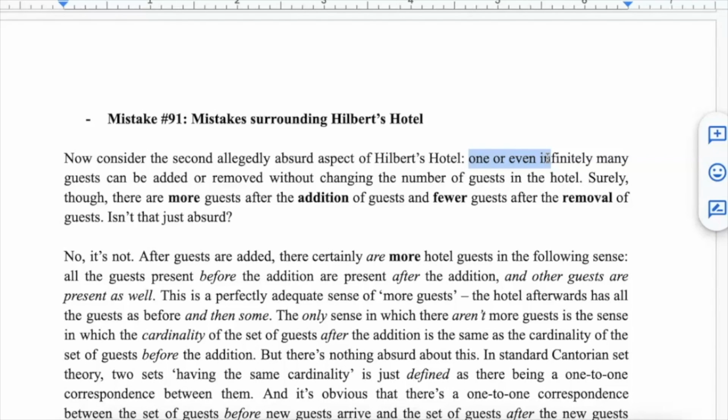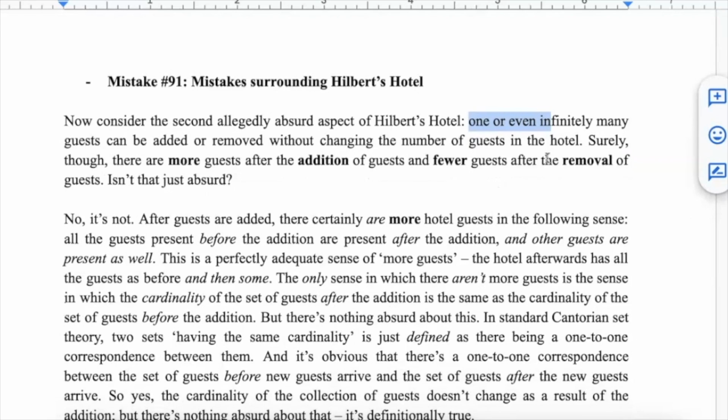After guests are added, there certainly are more hotel guests in the following sense. All the guests present before the addition are present after the addition, and other guests are present as well. This is a perfectly adequate sense of more guests. The hotel afterwards has all the guests as before, and then some, right? The only sense in which there aren't more guests is the sense in which the cardinality of the set of guests after the addition is the same as the cardinality of the set of guests before the addition. But of course, there's nothing absurd about that, right?